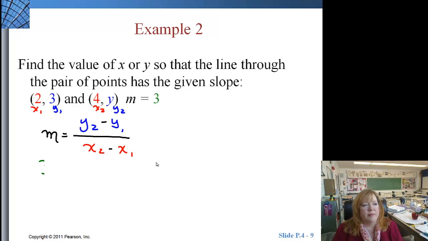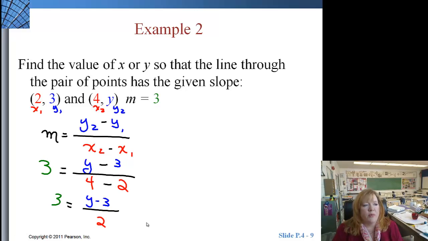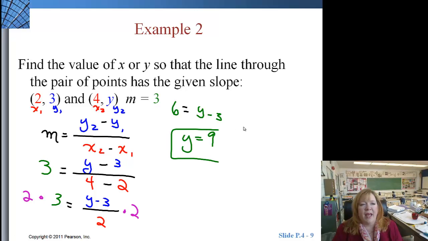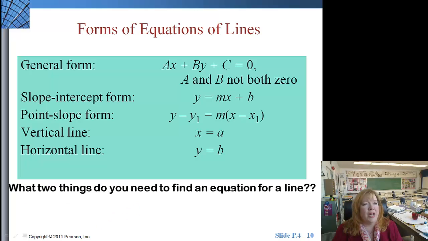So we're going to say 3 is equal to y minus 3, which is our y2 minus y1, over x2 minus x1, which is 4 minus 2. When we simplify that, we get 3 equals y minus 3 over 2. Then multiply both sides by 2, and that'll get rid of your fraction on this side. So you have 6 equals y minus 3. Add the 3 to both sides, you get y equals 9, and you're done.